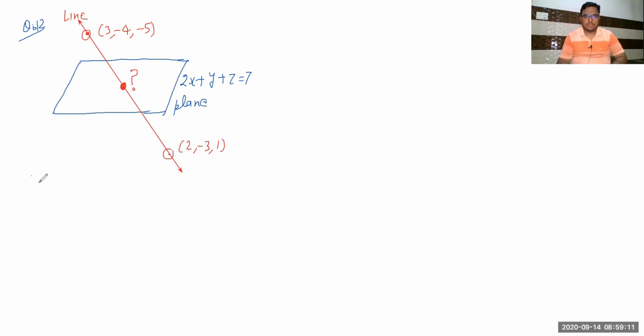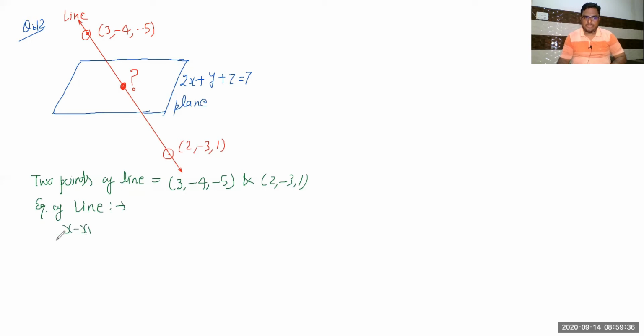So again, 2 points of line. What are the 2 points of line? These points are (3, -4, -5) and (2, -3, 1). So equation of line: we will use the same formula as we used in previous question. The formula was (x - x1)/(x2 - x1) = (y - y1)/(y2 - y1) = (z - z1)/(z2 - z1). Let us put values into this formula.